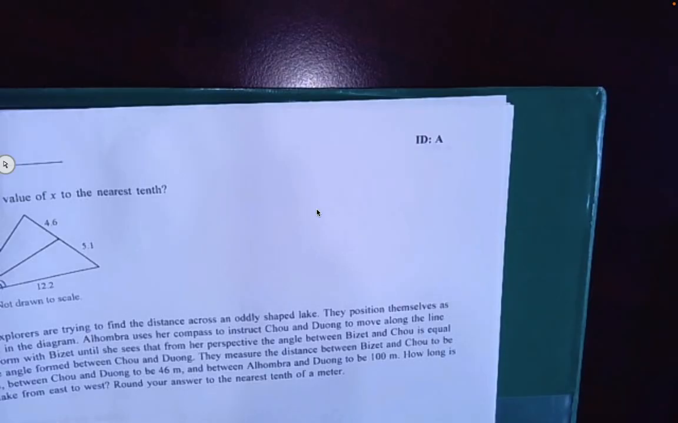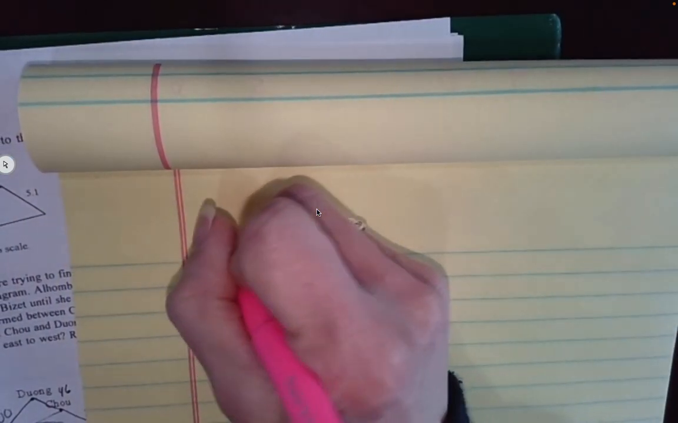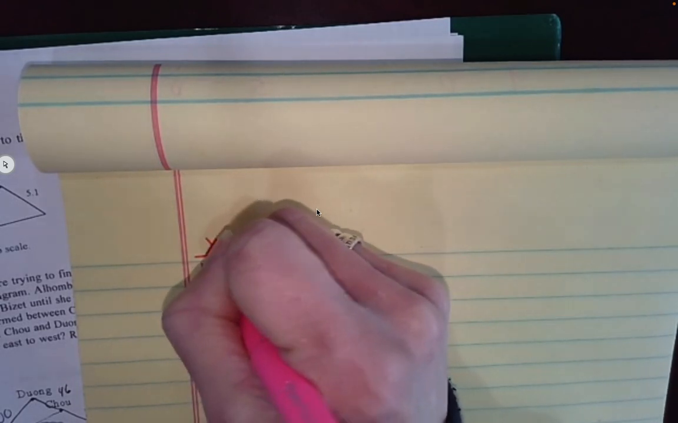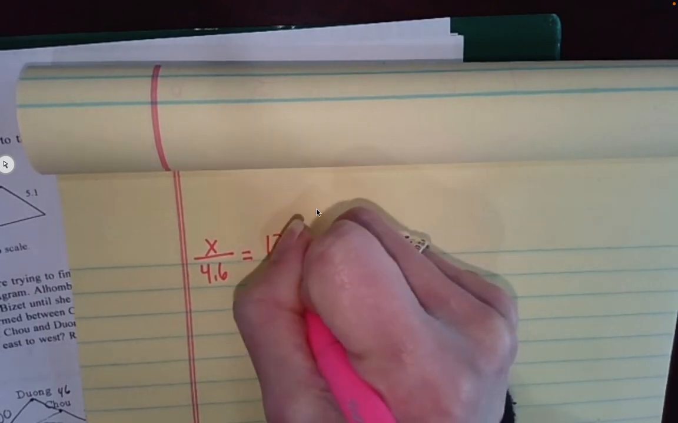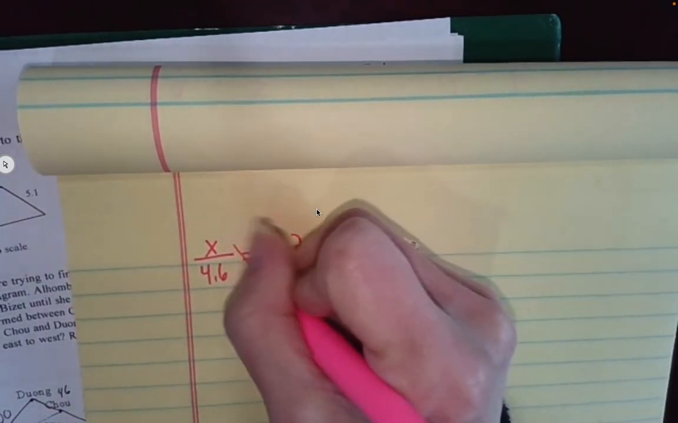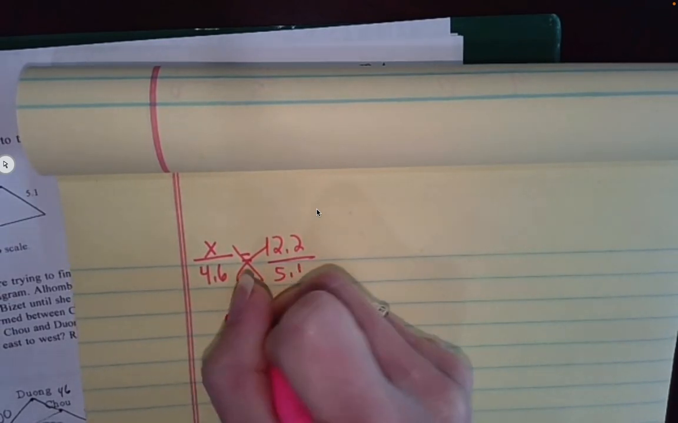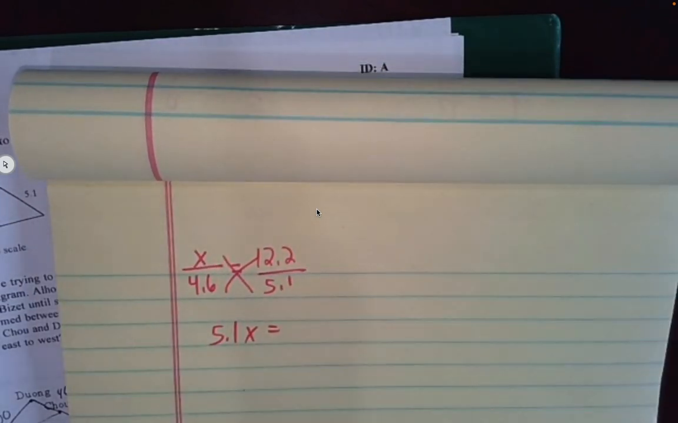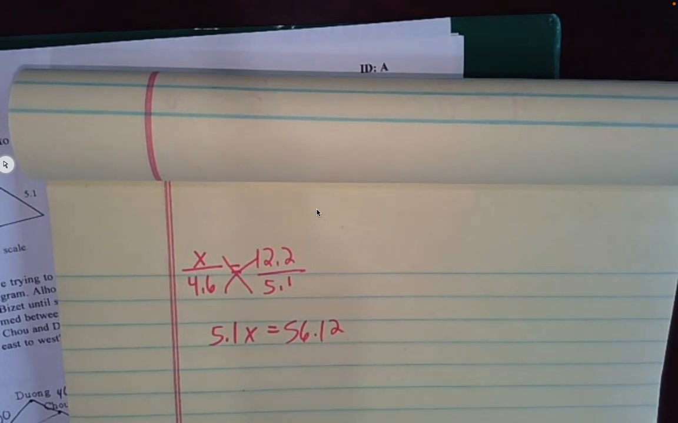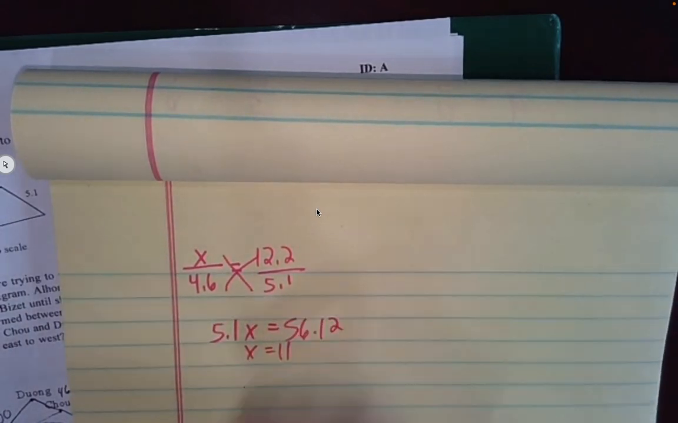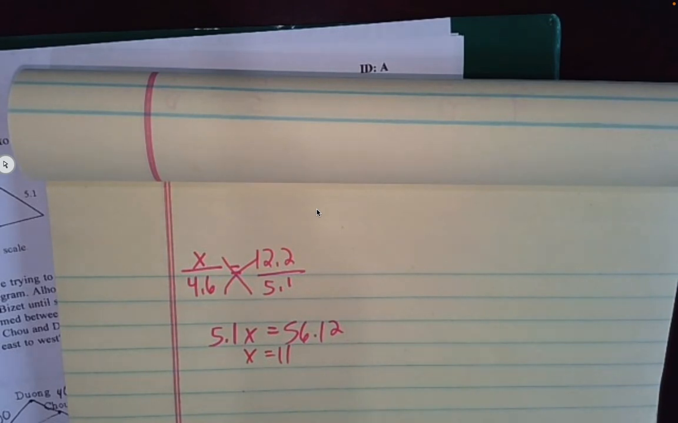Number 29. Yo, we're actually going to finish this, I think. 29, if I set it up, I would put X with the what? 4.6? I'll put it with 12.2. Oh, that's fine. And then 12.2 with 5.1. And I bet you get the same thing. Cross multiply. What is 12.2 times 4.6? 56.12. And then we divide by 5.1. And I got 11. Yes. Did y'all get 11? Good deal.